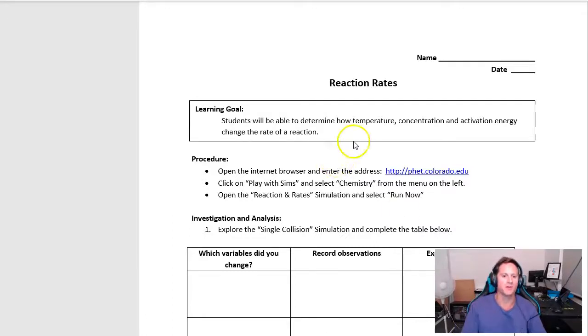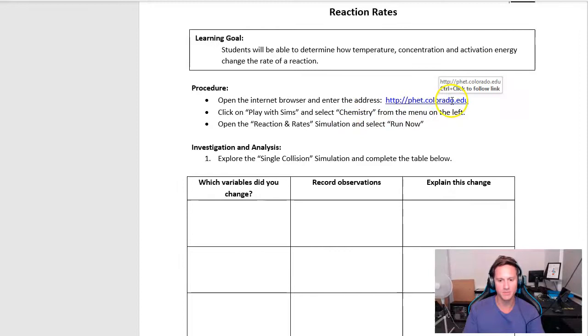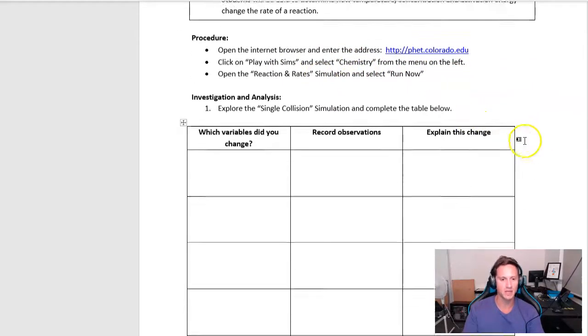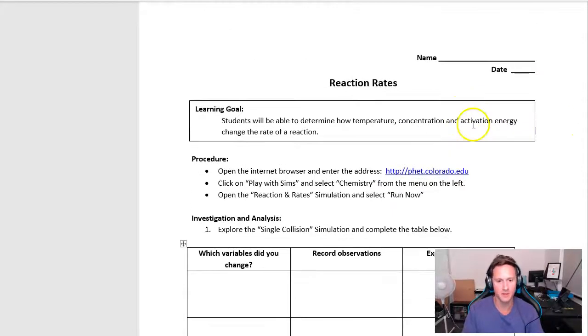Just want to talk you through this reaction rates inquiry task. So essentially what you're going to be doing is running a simulation from PhET, or I don't know how to pronounce it, but it's an awesome website, really good simulations to do with physics, chemistry, lots of cool stuff there. So basically you need to get the simulation by going to the website, following the instructions there to get the rate of reaction simulation.